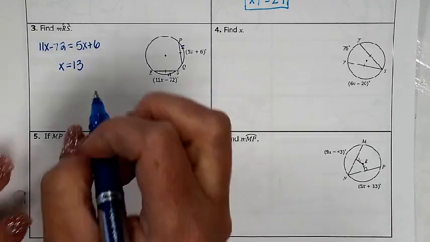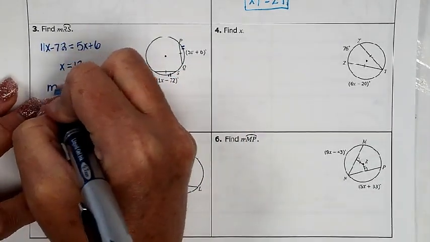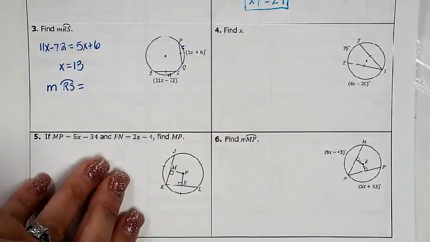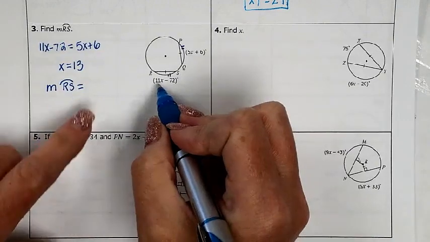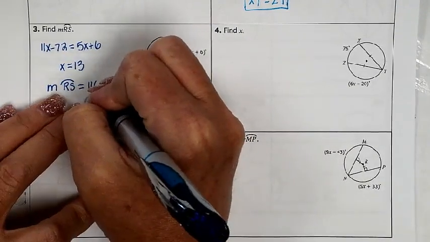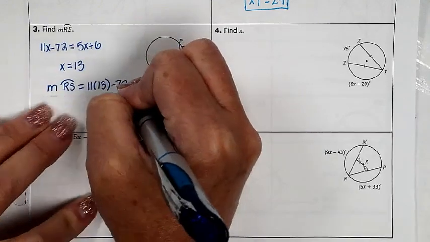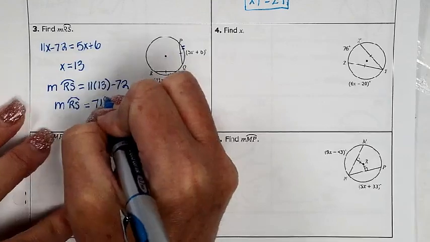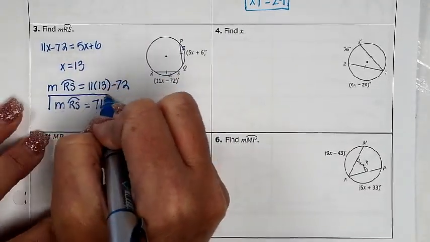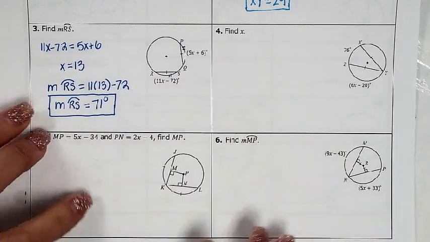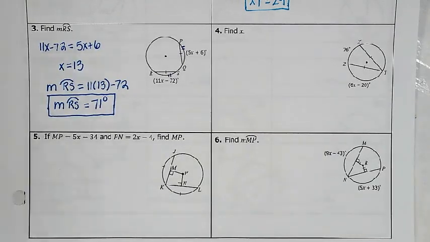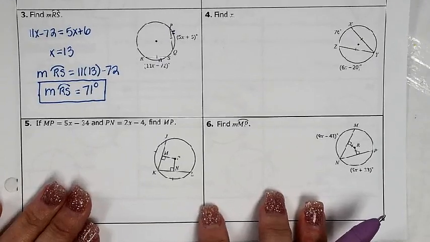So then to find measure of arc RS, so RS is right here. All we are going to do is just plug in 13 for x. So 11 times 13 minus 72. And that gives me 71 degrees, because we are talking about the measure of the arc. Remember, when you're talking about arc measures, it is degrees that you're looking for, or your units. Any questions?